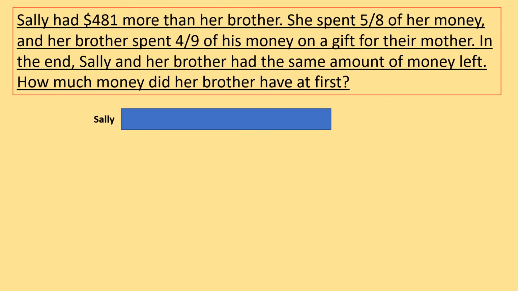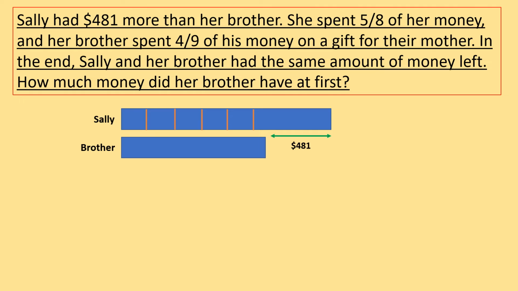She spent 5/8 of her money, and her brother has another block. So why is Sally's block bigger? It's because she actually has $481 more than her brother. So this extra segment jutting out is $481.